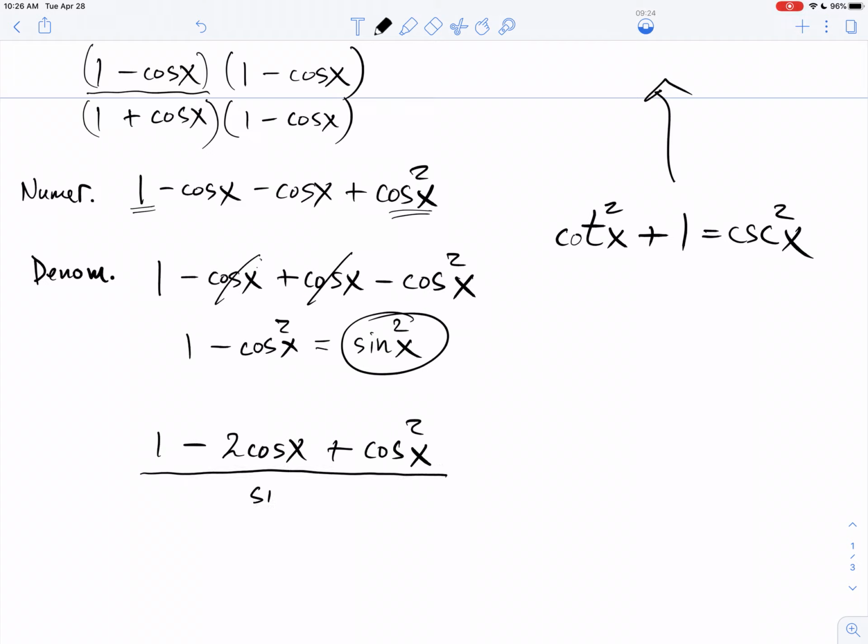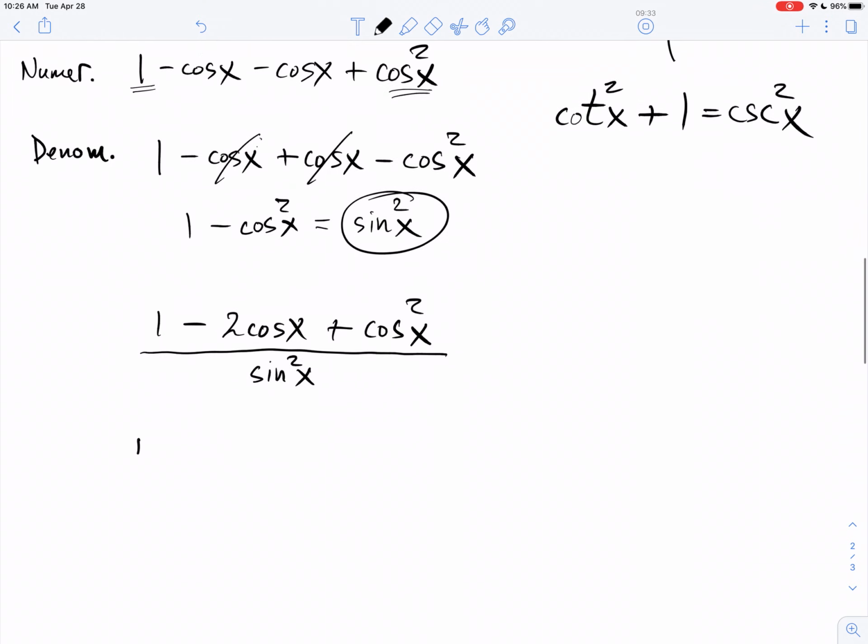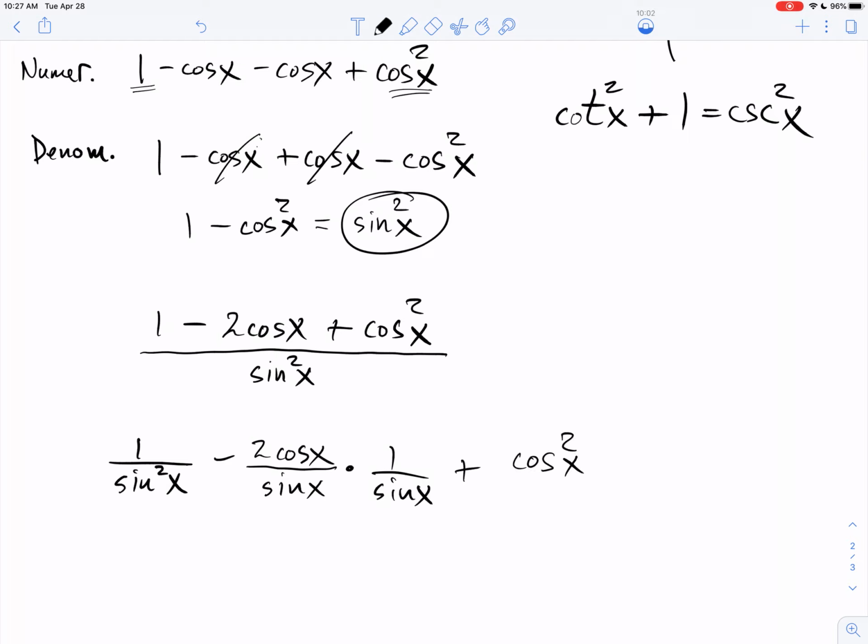What's on the bottom? We just did this. Sine squared x. Here is a trick you're going to want to use a lot. There's 1 over sine squared x, minus 2 cosine x. Now check this trick out. Sine x times 1 over sine x. Look at that. That's slick. That is really sneaky. Plus cosine squared x over sine squared x.